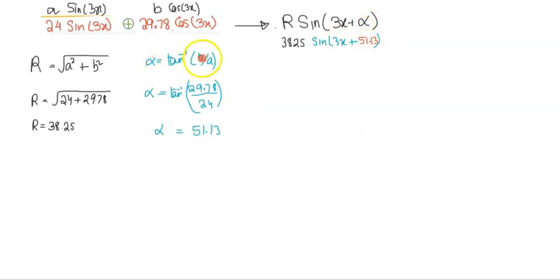Alpha is tan inverse of b over a, where b is 29.78 and a is 24. Put that in and you will get an answer for alpha of 51.13. Make sure your calculator is in degree mode.